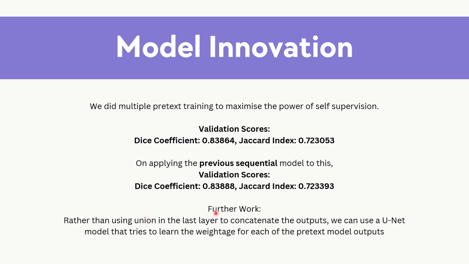The further work which we can do is that we don't just want to union the outputs; we want to make a UNet architecture which can learn the model weights for all the predicted outputs and make an ensemble out of it. Now the web app demo will be shown by Paras.